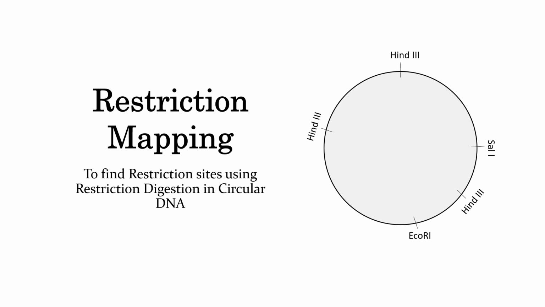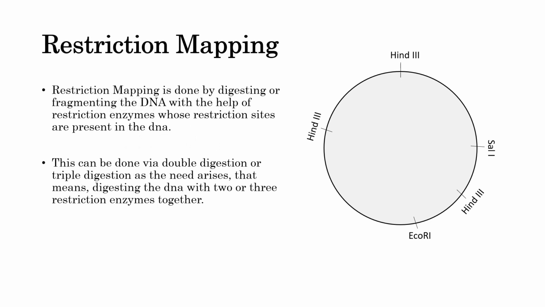Hello everyone. Today we are going to learn about restriction mapping of a circular DNA, so let us begin. Restriction mapping is done by digesting or fragmenting the DNA with the help of restriction enzymes whose restriction sites are present in the DNA. This can be done via double digestion or triple digestion as the need arises. That means, digesting the DNA with 2 or 3 restriction enzymes together.